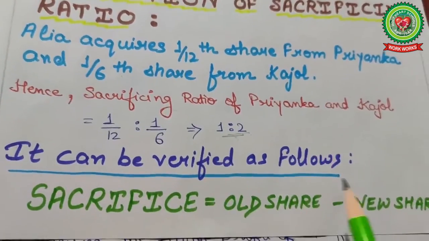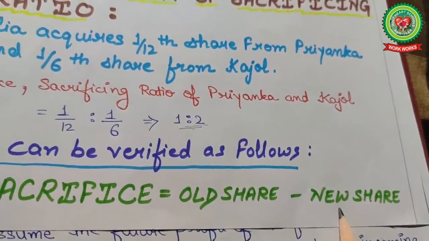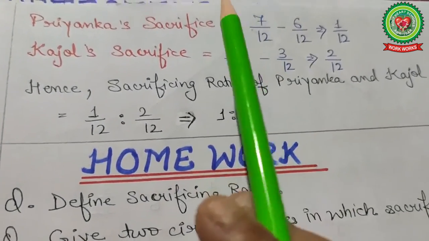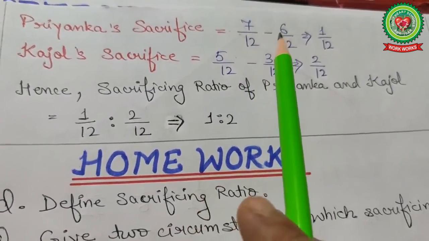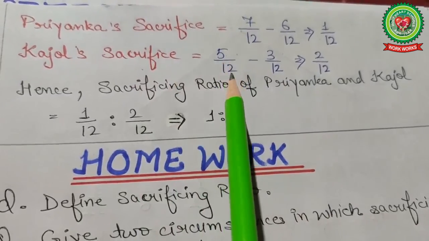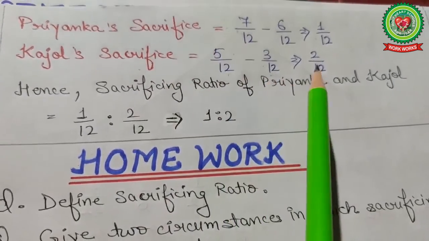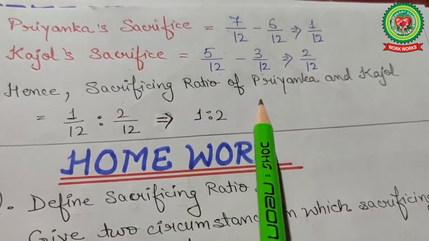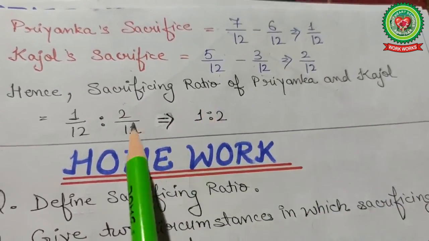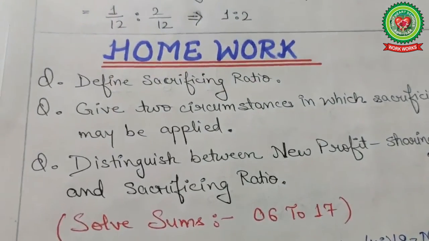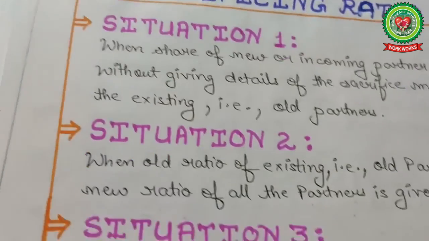See, it can be verified as follows. Sacrifice is equal to old share minus new share. Now you have both old and new. Find out the sacrifice made. So Priyanka's sacrifice, old 7/12 minus new 6/12, is equal to 1/12. Kajol's sacrifice, 5/12 old minus 3/12 new, is equal to 2/12. So here, hence the sacrificing ratio of Priyanka and Kajol, the old partners, is 1:2. Same, here verified.